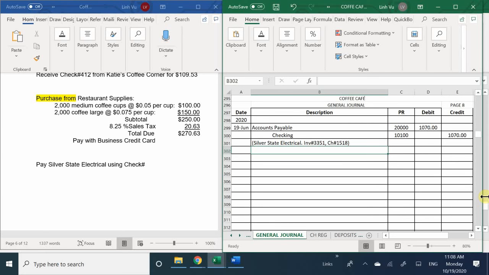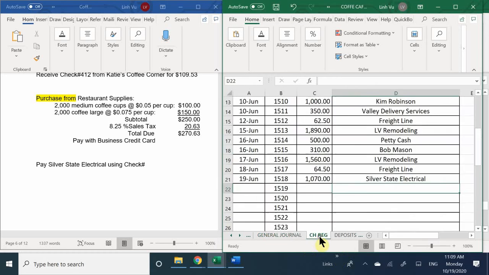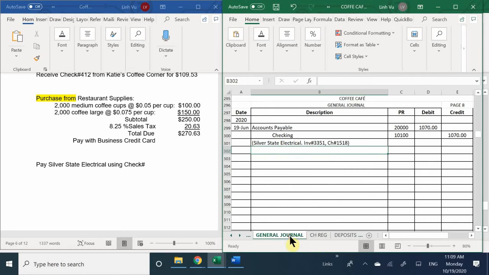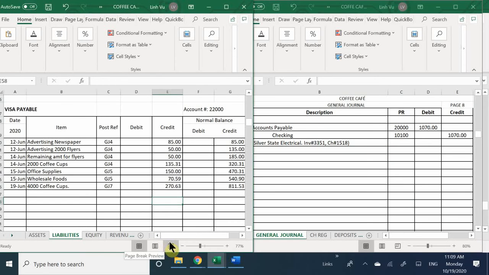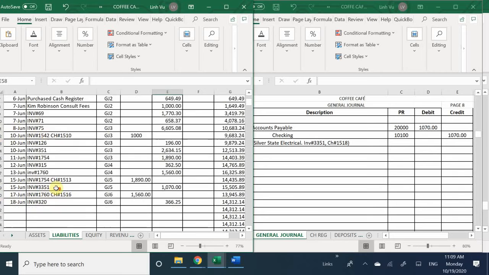So what comes after the journal? Update the check register. We already went to the check register, then the ledger. Let's update our ledger account first and then go to our subsidiaries. So ledger account, what did I do? I'm paying off a liability, so going to my accounts payable.